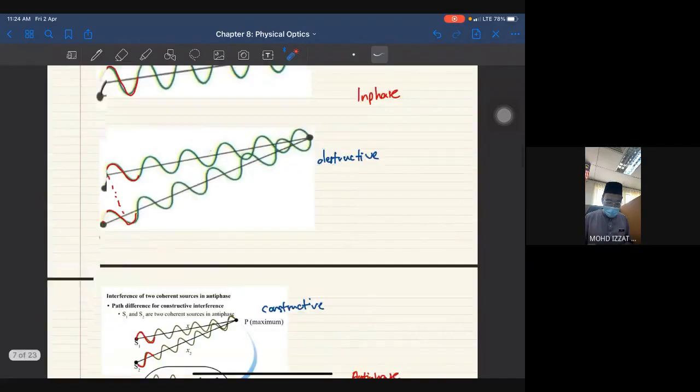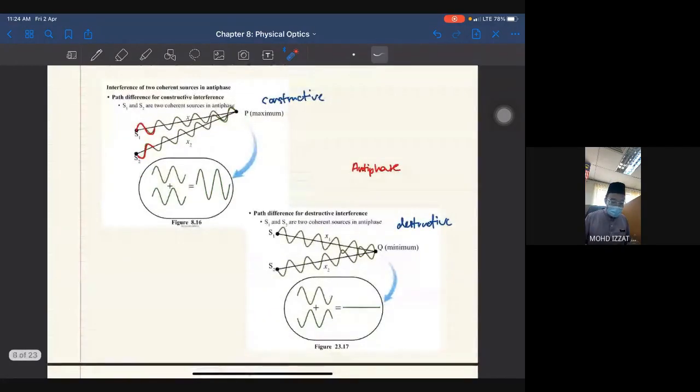And then this is the example for antiphase. For antiphase you can see the starting point is already inverted. So again, don't misunderstand, with in phase and antiphase you still have constructive and destructive. Even though originally it was inverted, when they meet again they tally up and it becomes constructive. Like this. If originally it was inverted and at the point it is still inverted, it is destructive. Okay, this is nothing much.